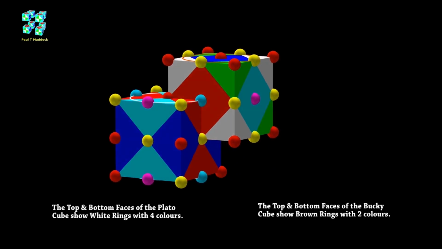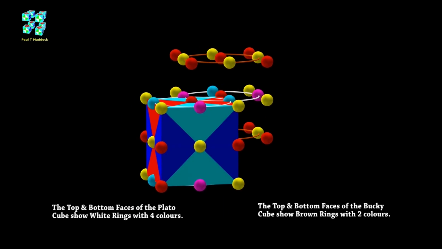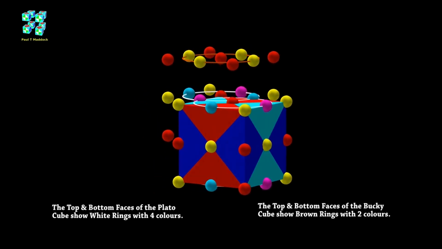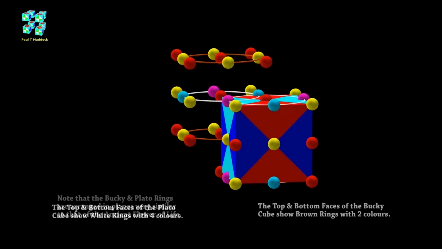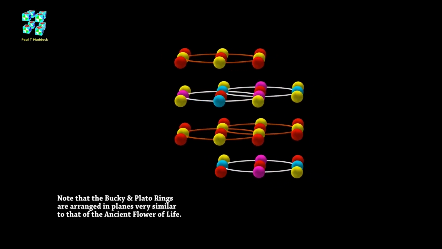So what I've done, I've given the red and yellow balls a brown ring. These will be the BUCKY rings. And the top and bottom of the PLATO cubes will be the white rings. These will be the PLATO rings. And as you see, the rings look exactly the way the Flower of Life rings are arranged. But I guess the Flower of Life is not taught in schools because it's not chaos.